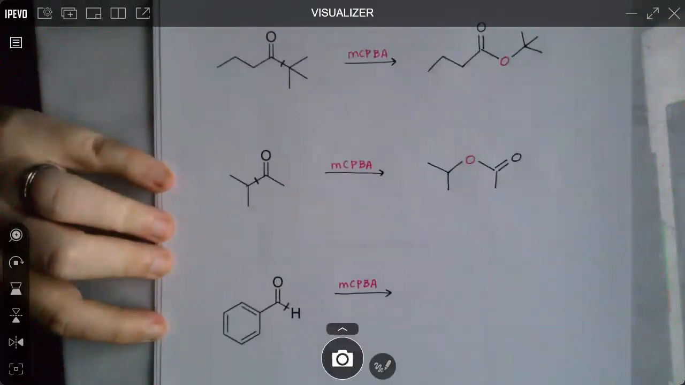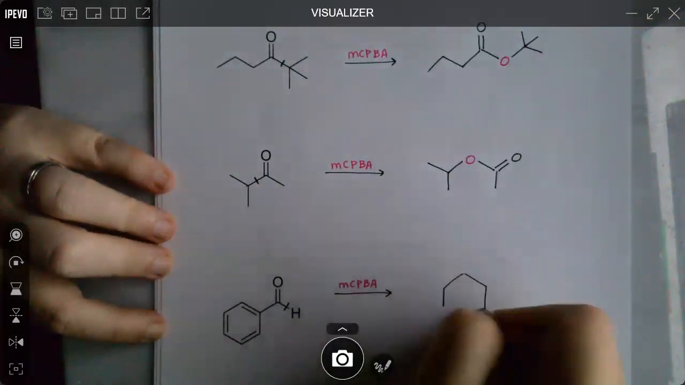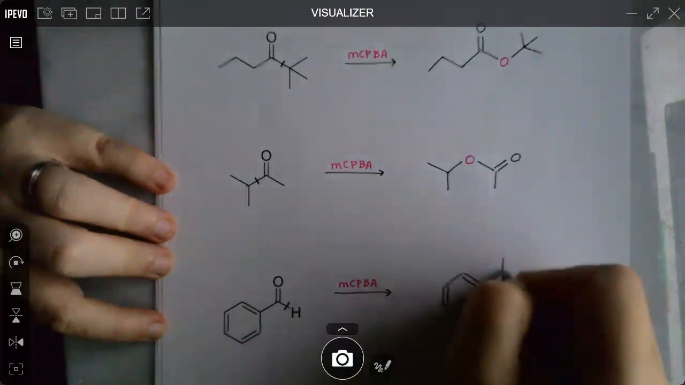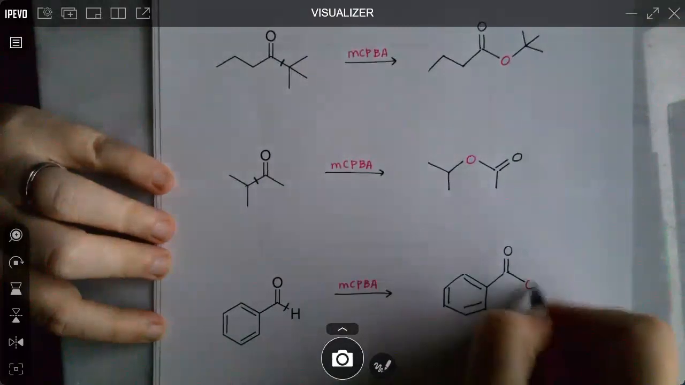Lastly, from an aldehyde, we always get a carboxylic acid. So in this case, we're going to get benzoic acid. We're going to do OH.